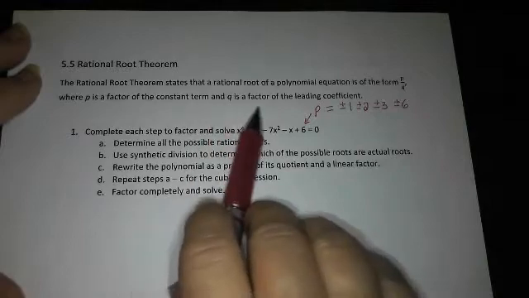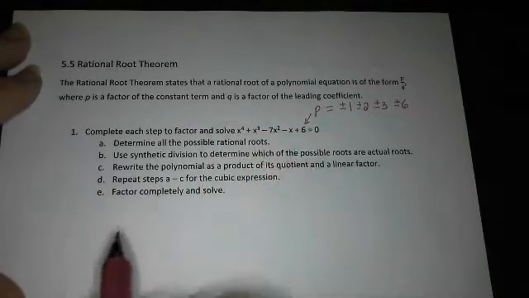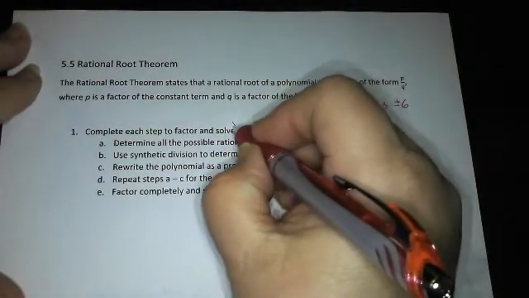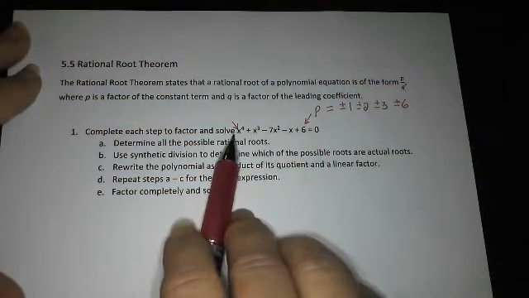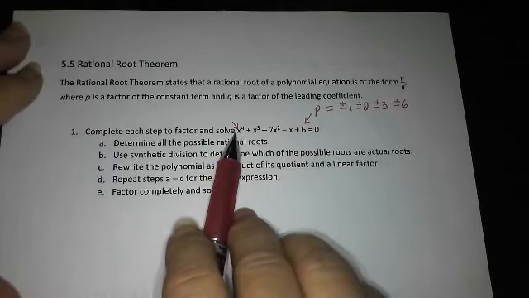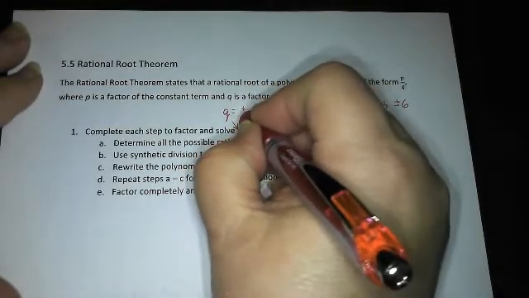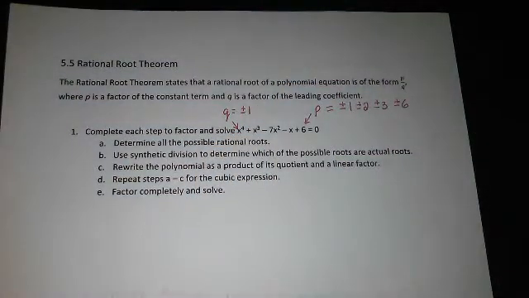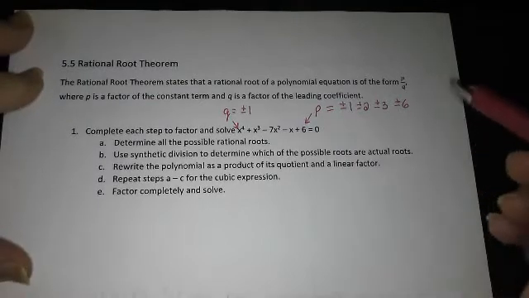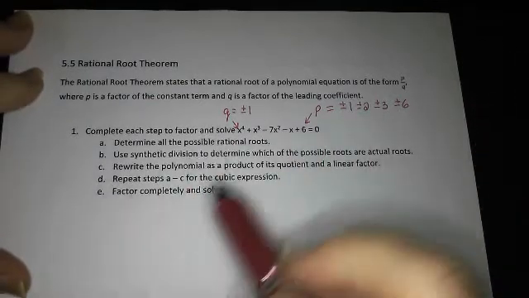The q is a factor of the leading coefficient. Well, the leading coefficient is going to be the number in front of the highest power of x. So 1x to the fourth, my q for this one is plus or minus 1. If that leading coefficient is something besides 1, it's a little bit trickier, and you could have fractions for your roots. So that's where the p's and q's start.